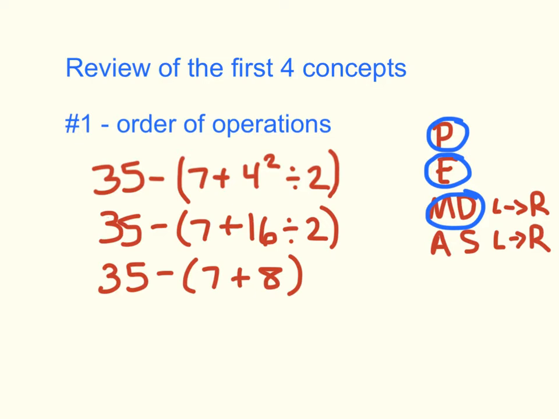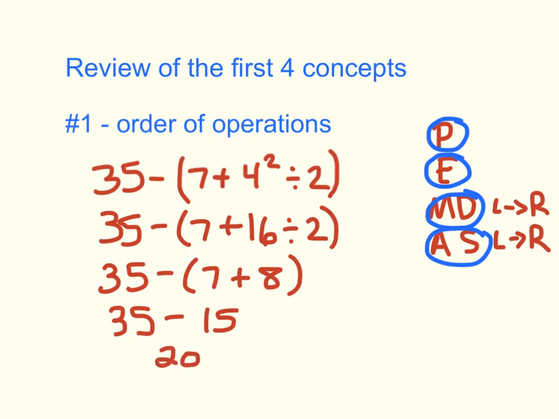Now we're still working within our parentheses, and now we need to add or subtract. So we can add 7 plus 8. So 35 minus 7 plus 8 is 15. And 35 minus 15 is our last thing we need to do, and that is 20.